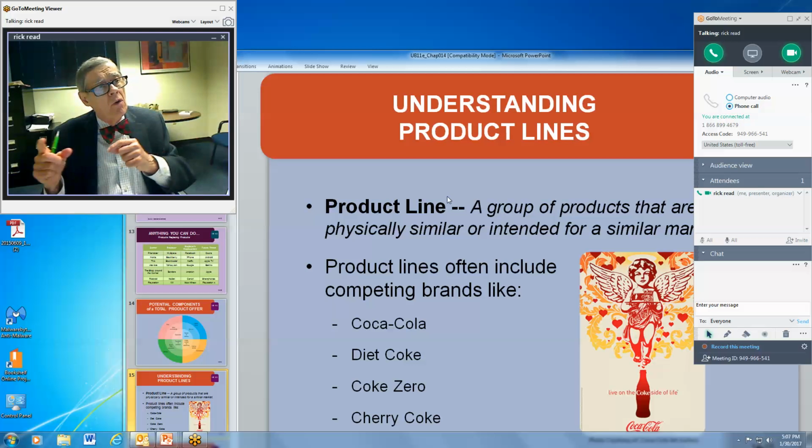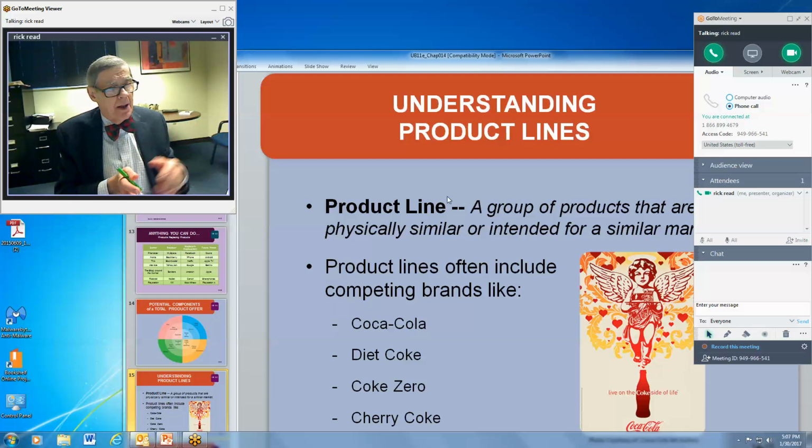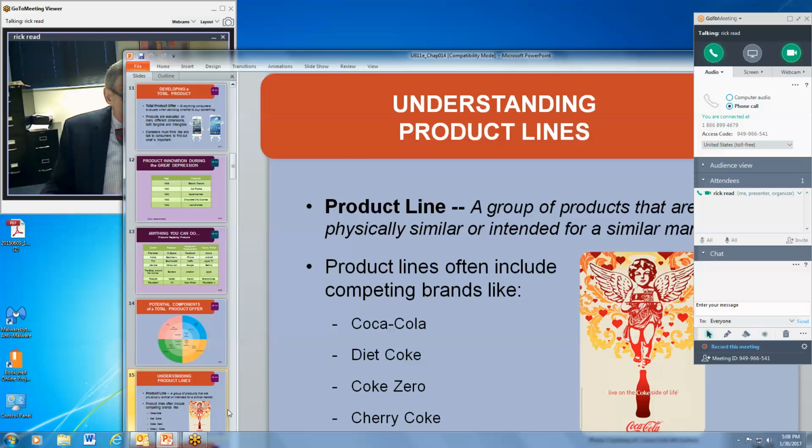So we're thinking about those along the same line. There are really no major differences here. Yeah, it might be a little bit different taste. It might be a little bit less sugar. Might be a little bit more carbonation, but it's essentially the same type of product. Now, that is different than a product mix.